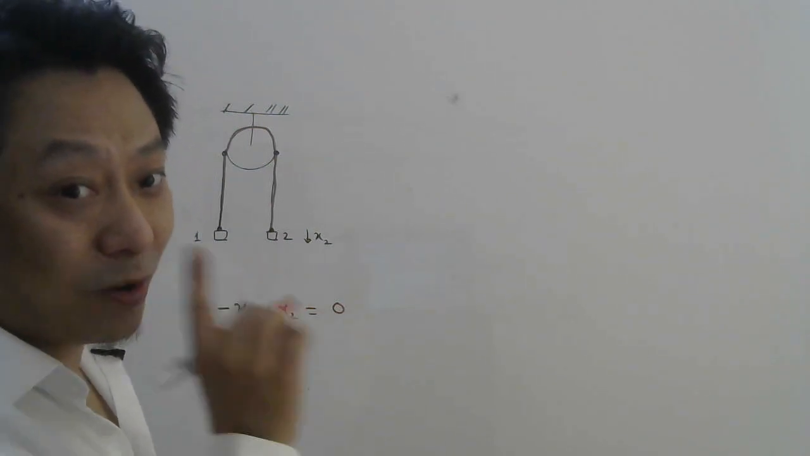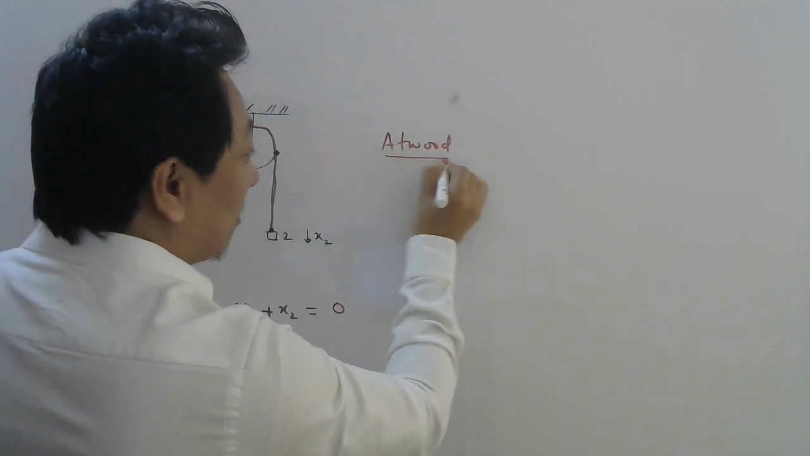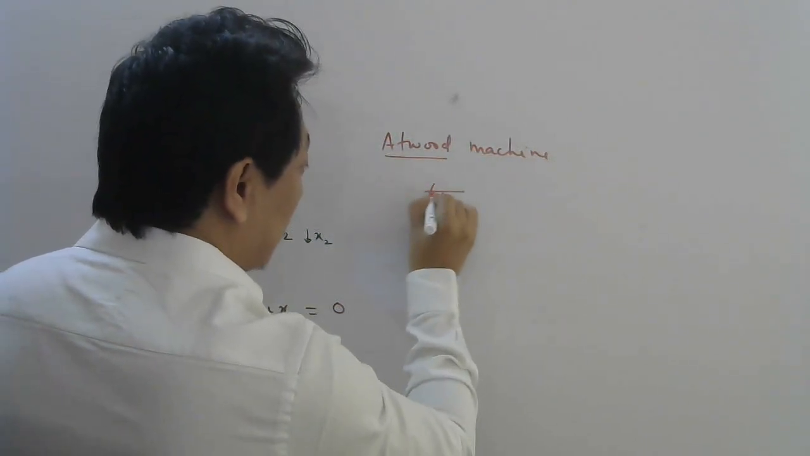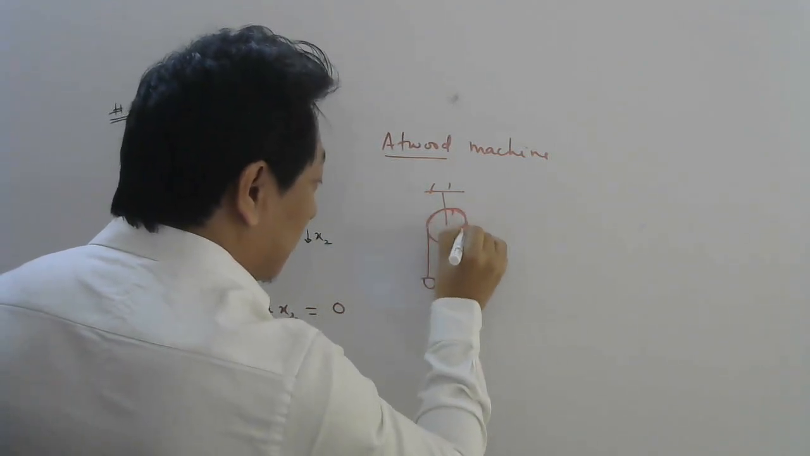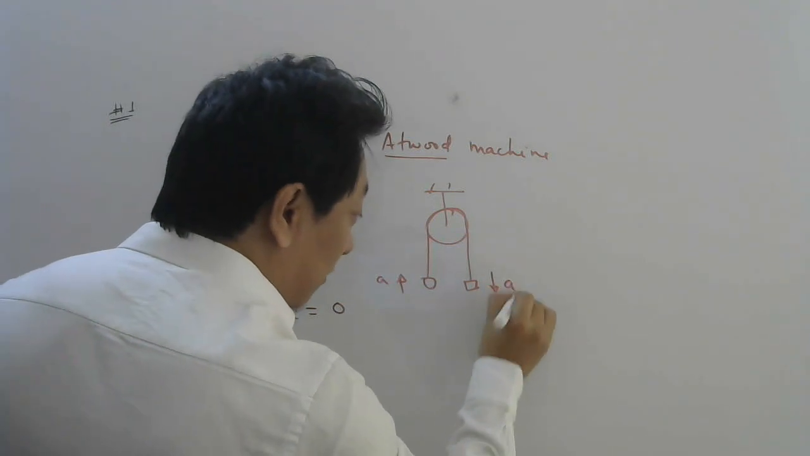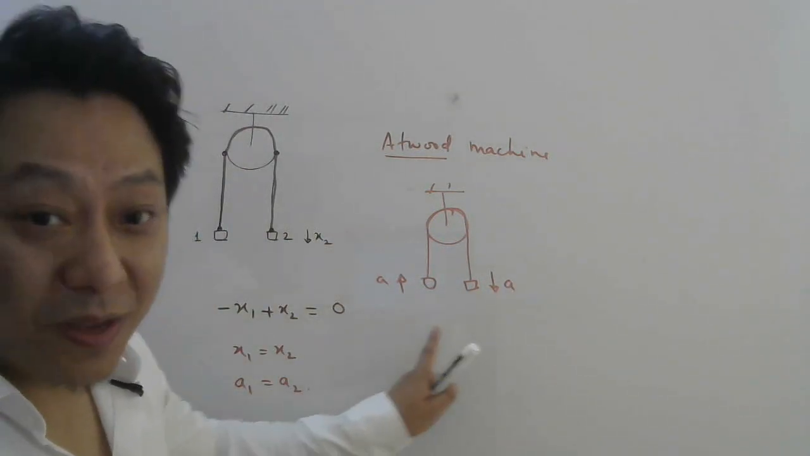And that's why, if you remember, when we discussed the Atwood machine, what did we discuss? We discussed that when two blocks are connected like this, then if the acceleration of this is a, then the acceleration of this is also a in magnitude, right? So the acceleration should be the same.